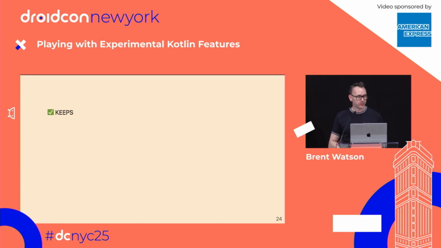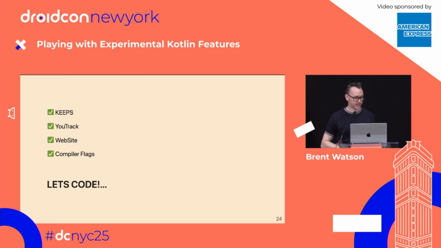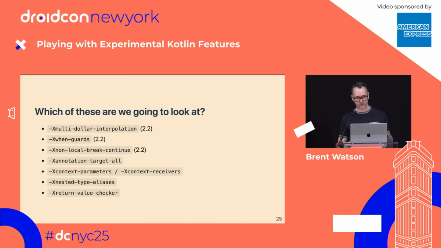Okay, so before we move on to code, we looked at keeps and kind of what their purpose is. We looked at YouTrack. Again, if there's a specific language feature that you're interested in, either in a keep or YouTrack, your best thing is just to go follow that individual thing. You get notifications as they change. Yeah, and actually asking the compiler, hey, what can I do? Okay, so let's actually play with some of these language features. So these are the ones we're going to look at today.